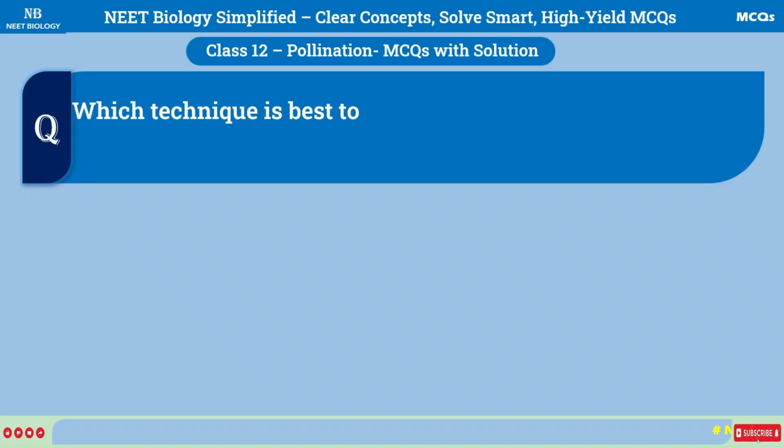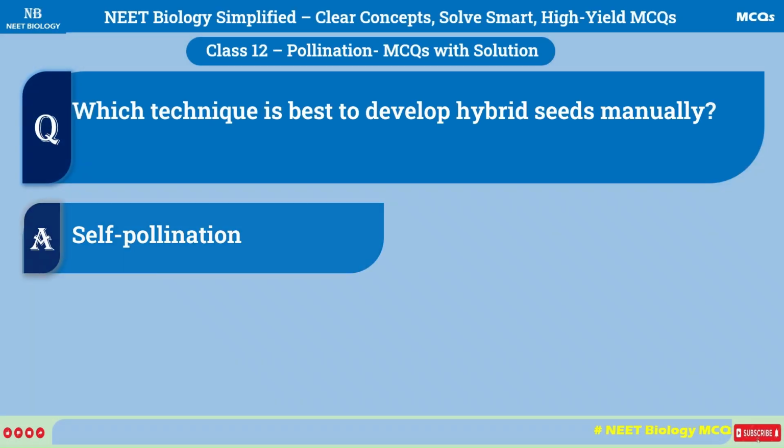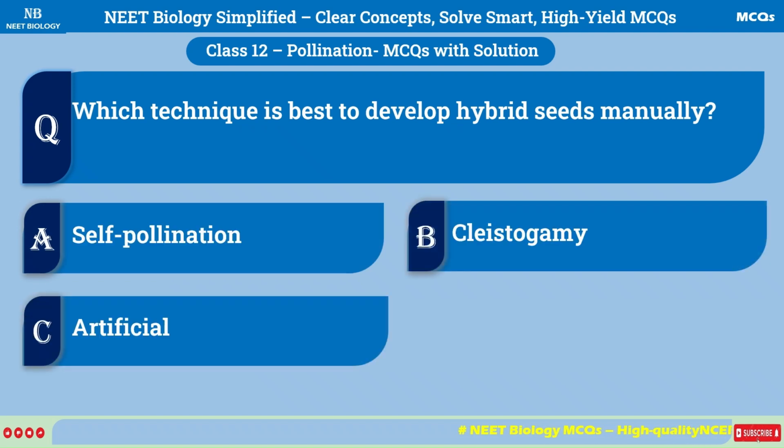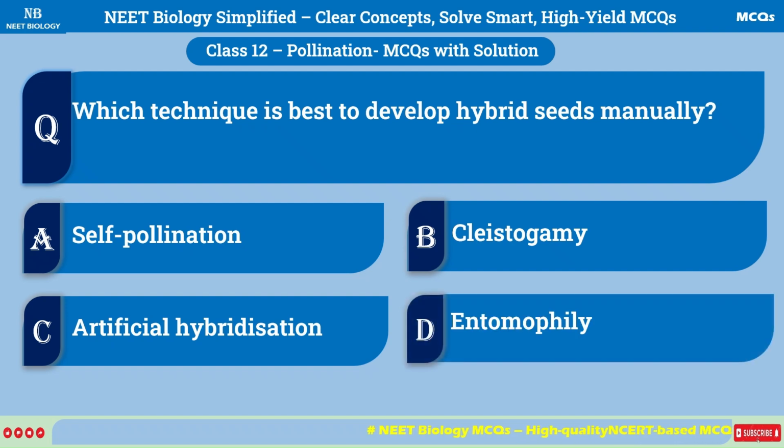Which technique is best to develop hybrid seeds manually? A. Self-pollination. B. Cleistogamy. C. Artificial hybridization. D. Entomophily.